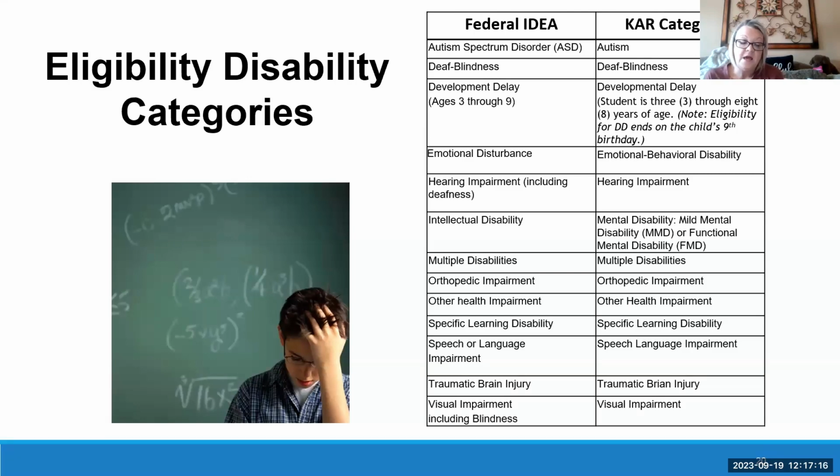Step three, eligibility is decided. A group of qualified professionals and the parents look at the child's evaluation results together. They decide if the child is a child with a disability as defined under IDEA. Parents may ask for a hearing to challenge the eligibility decision if they disagree with what has been told to them.